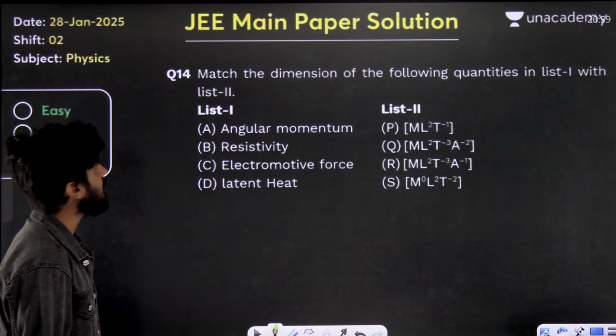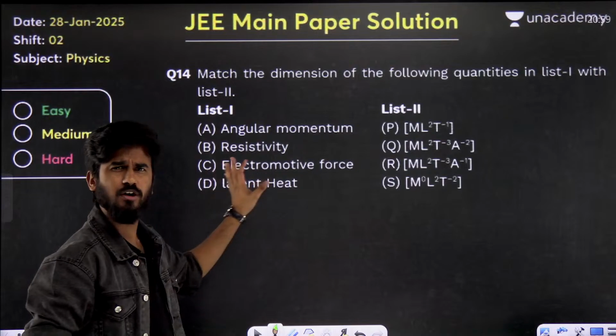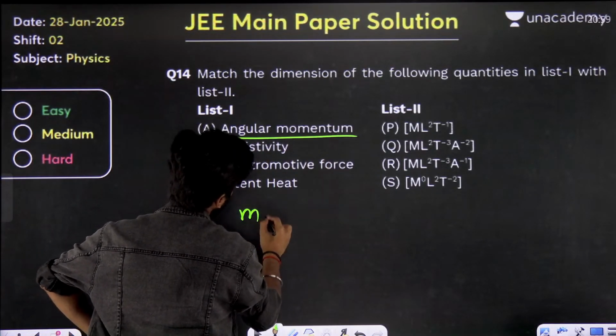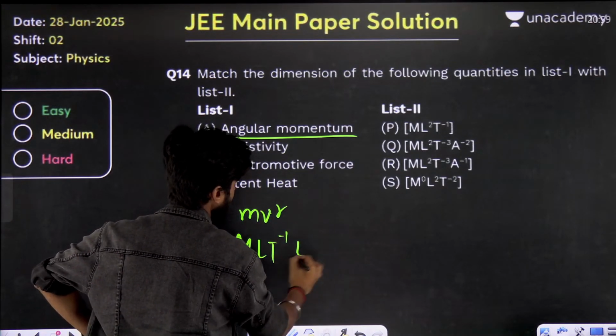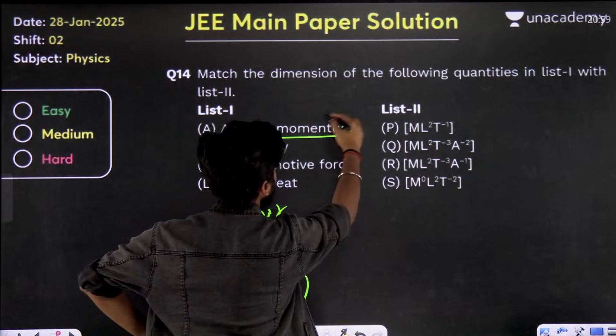Next question is from dimensional analysis. What the question is saying? The question is saying that we have to make the dimensions. So suppose I'll just solve one or two, you will solve the rest. So angular momentum is what? Angular momentum is mvr. So m is what? M. v is what? LT minus 1. r is what? L. So ML2T minus 1. So first mismatch is here.